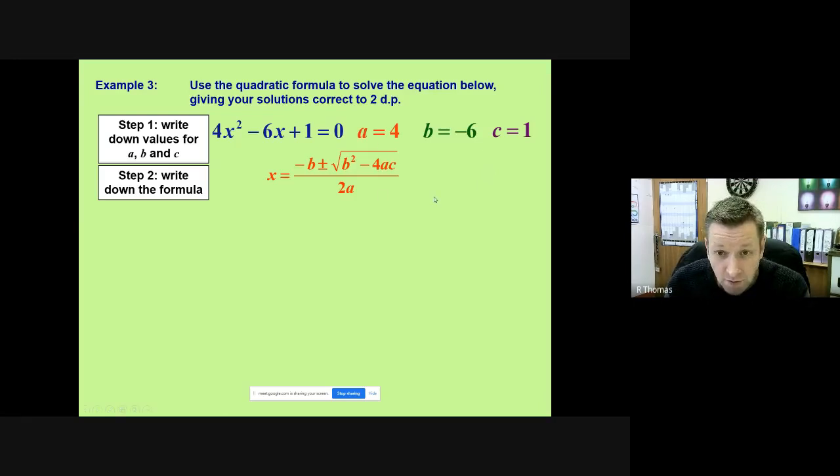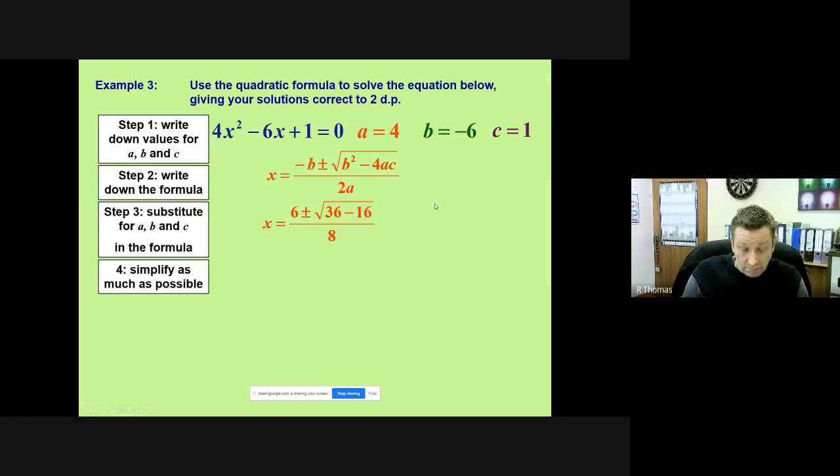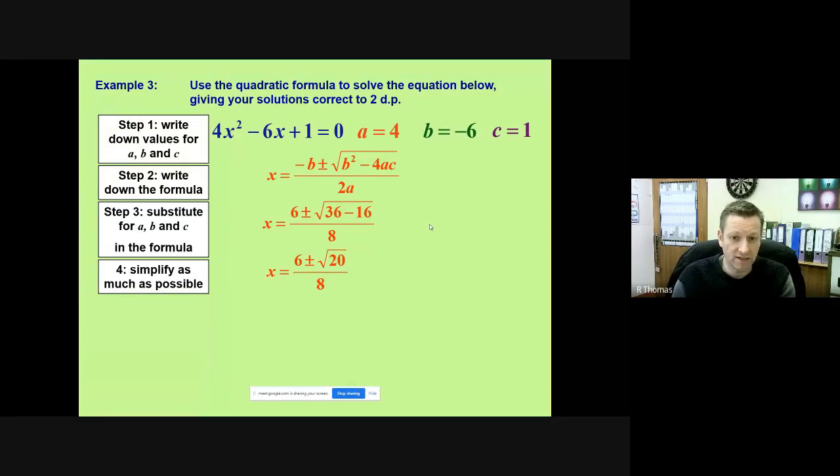Right, so you've subbed the numbers in. You should be looking at that. Minus 6 is plus 6. Minus 6 squared is 36. 4 times 4 is 16, times 1 is 16. It stays as a minus. 36 take away 16 is 20. You should be at the stage now where you have 6 plus or minus root 20 over 8. So brackets, 6 plus root 20, brackets divided by 8. Write it down to 2 decimal places, and then brackets, 6 minus root 20, brackets divided by 8.